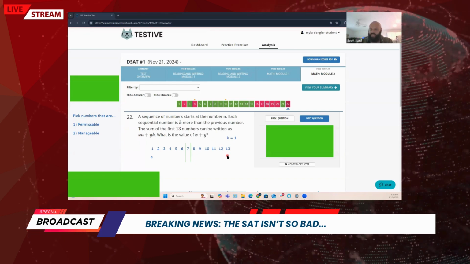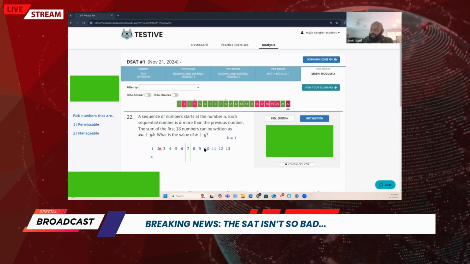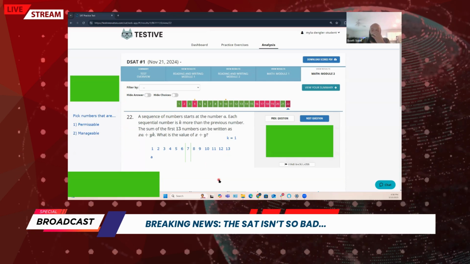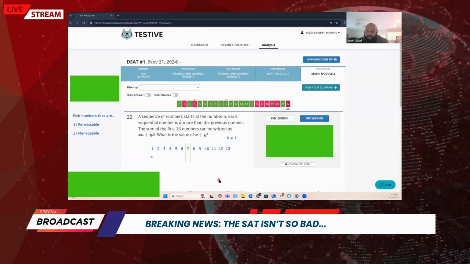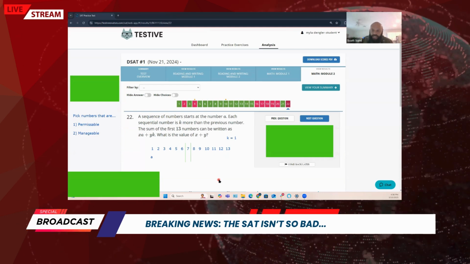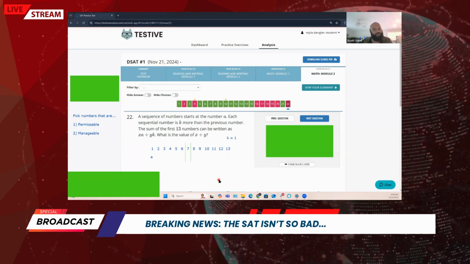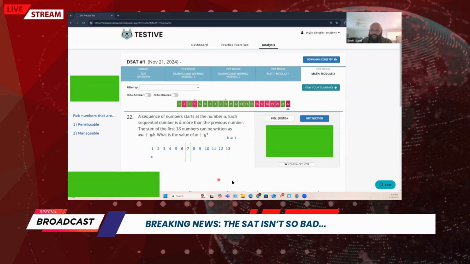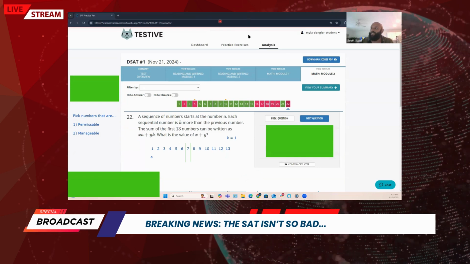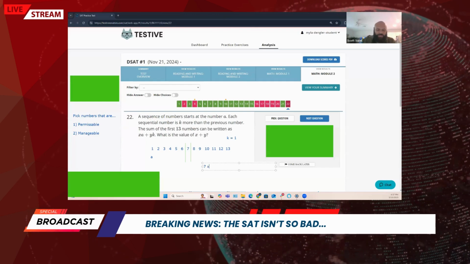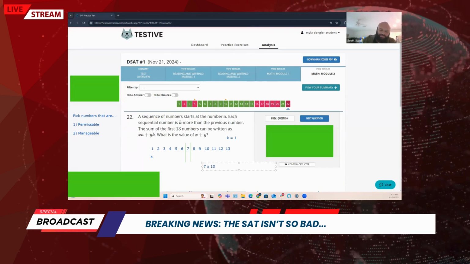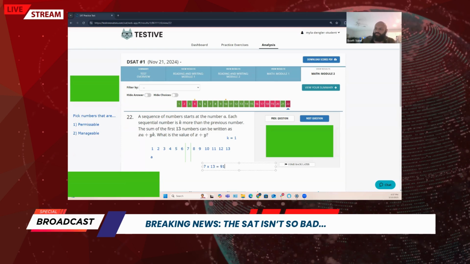2 plus 12 is 14 divided by 2 is 7. The average of 2 and 12 is 7. For all intents and purposes, it is as though every number in the sequence is 7. It doesn't matter. They all average out to 7. So what do I do? Well, I have 13 numbers, and I know that the average value is 7. And so this question is really as simple as 7 times 13. What is it? 91.